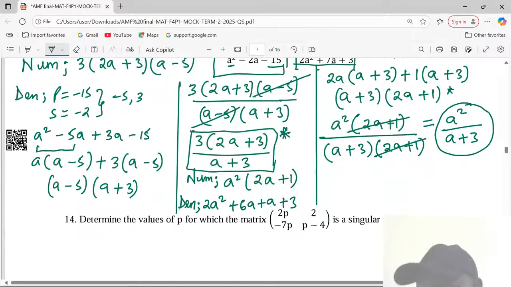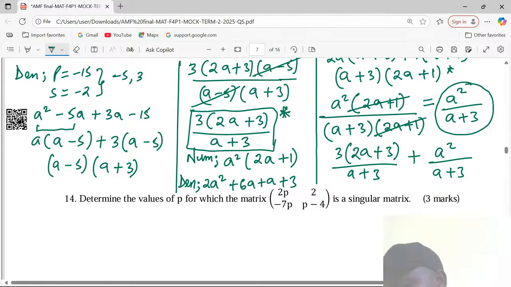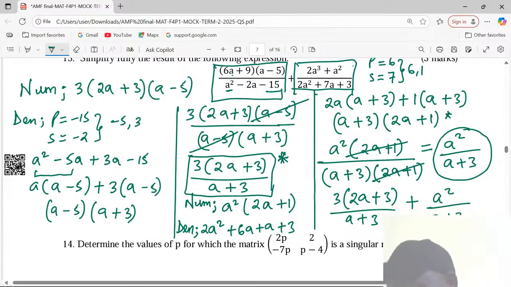Okay, let's look at this. Looking at this now, we are having 3, 2a plus 3 out of a plus 3, then plus a squared out of a plus 3. So you see, the two sides have shared the denominator.